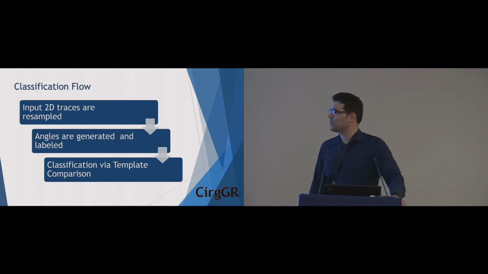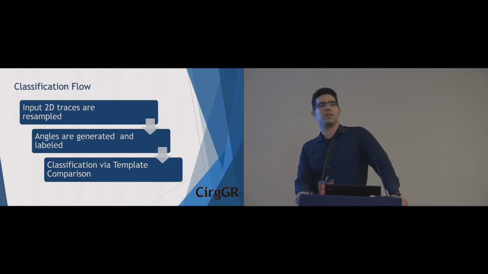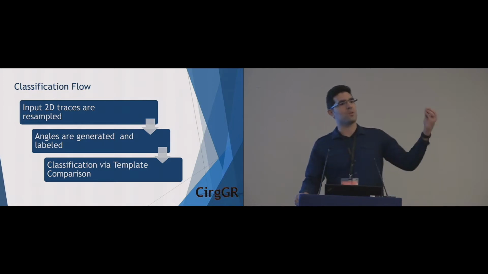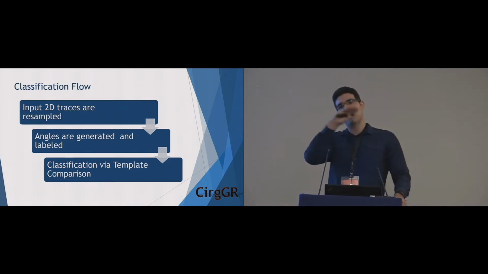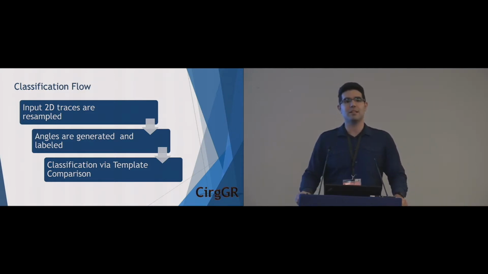So classification follows simply from these processes. The input trace is resampled, the angles are generated, and the classification is done via template comparison. As a template matcher, you have an input trace, which is compared to various templates which you have put into the system as what you want to recognize.